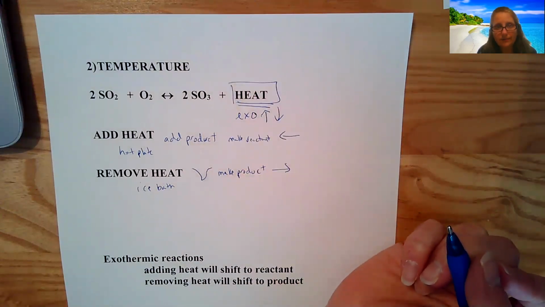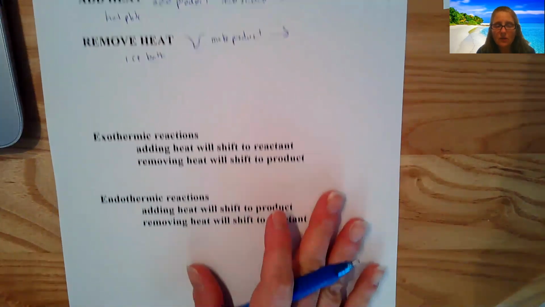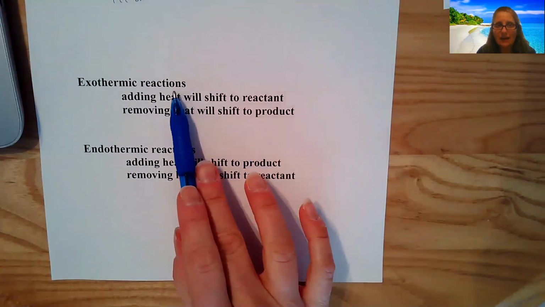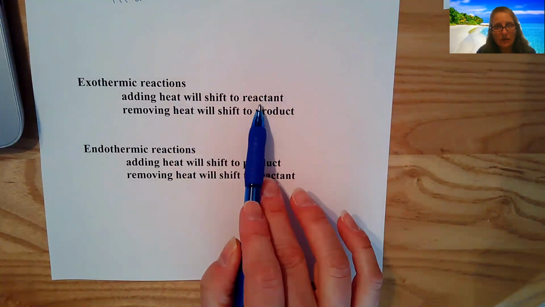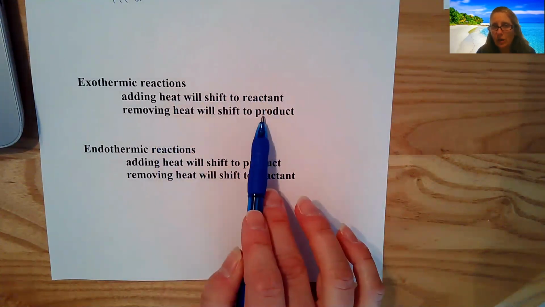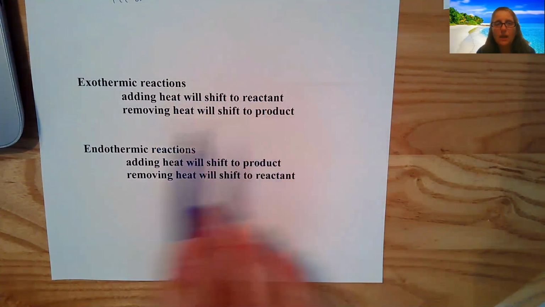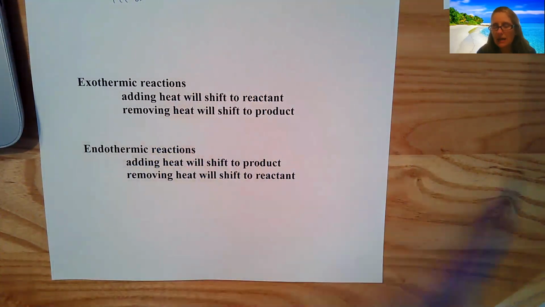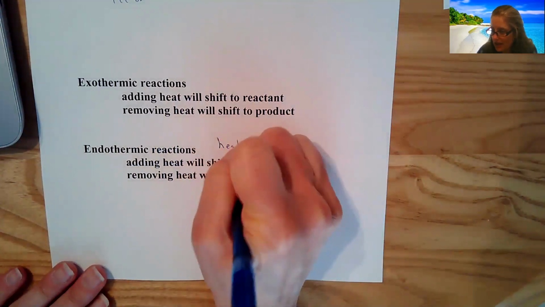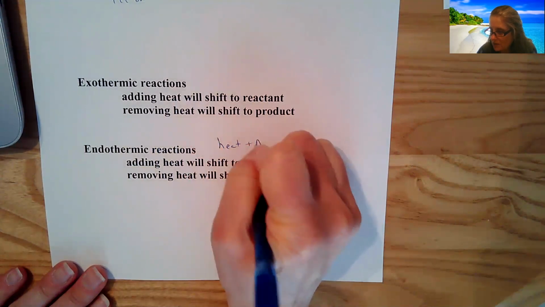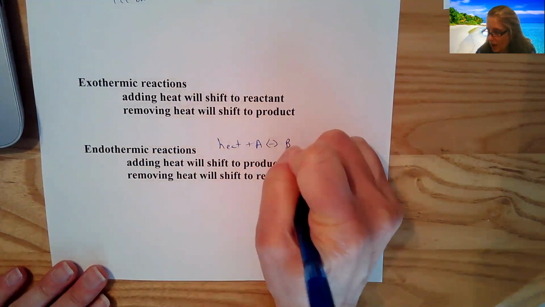So in general, exothermic reactions, if I add heat, it will always shift to the reactant side. If I remove heat, it will always shift to the product side. Likewise, endothermic is the exact opposite. So please note heat is going to be here. Here's my reactant, and I go to product.